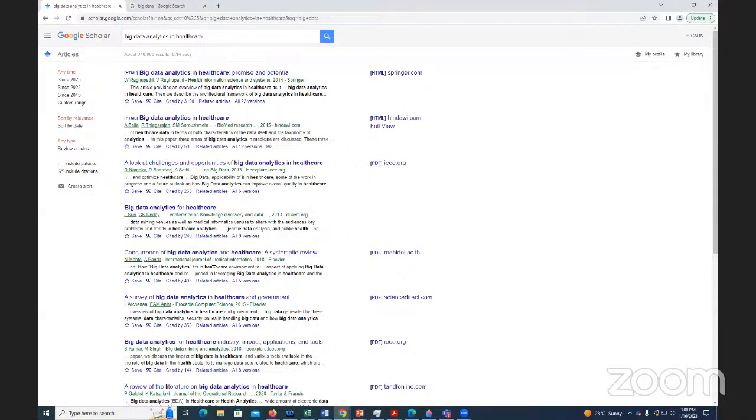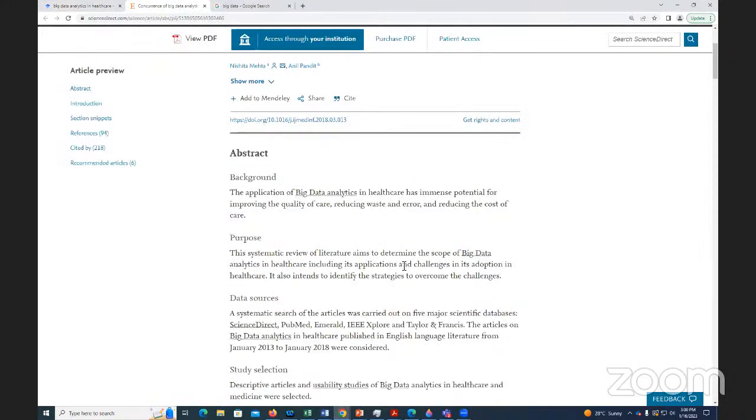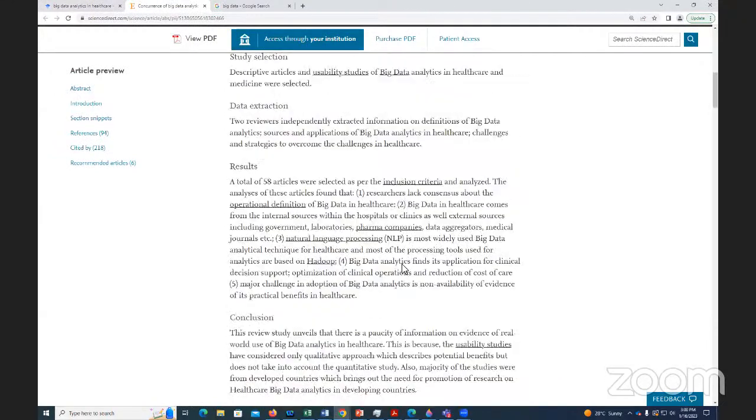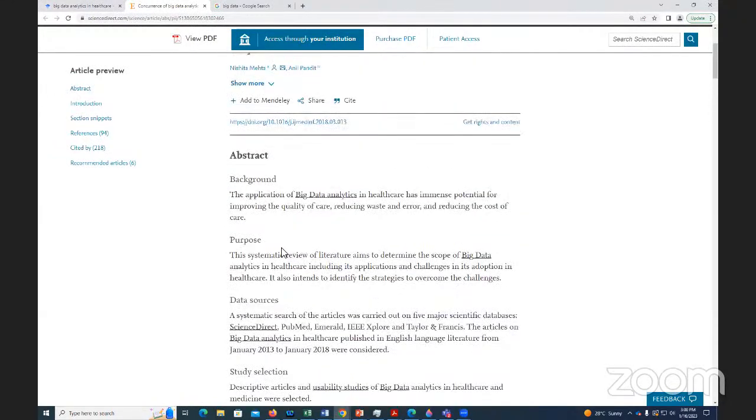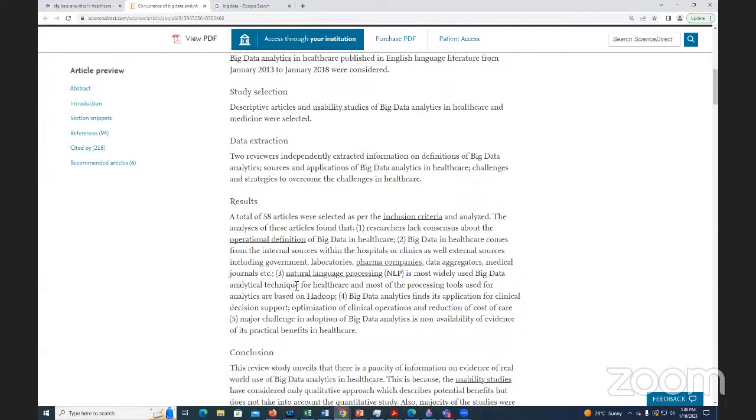So back to here, I wanted to look at a systematic review. This systematic review in 2018 was cited by a lot of people, 403. And this article, oh yes, the whole article is there. This article tells us that big data analytics in healthcare has immense potential for improving quality of care, reducing waste and error, and reducing the cost of care. Right? We're not going to read the rest of it, but let's get to what they found.